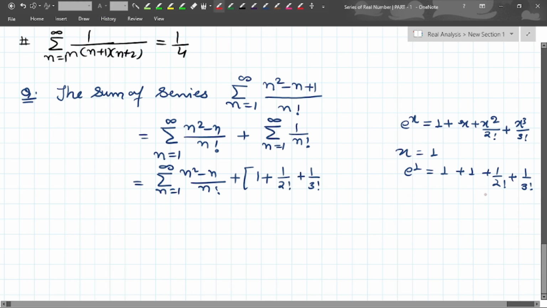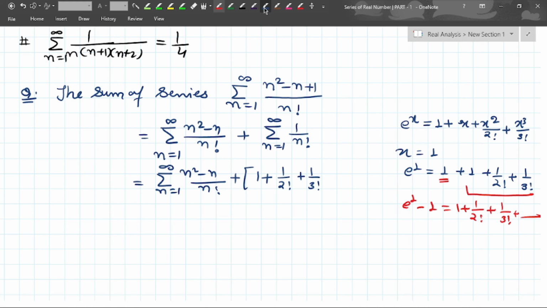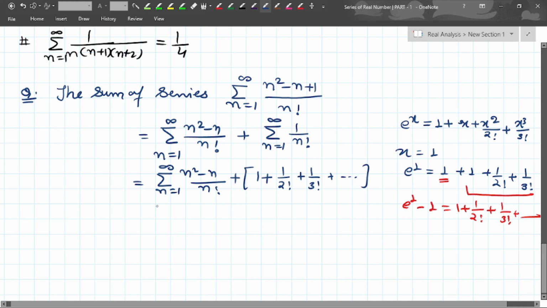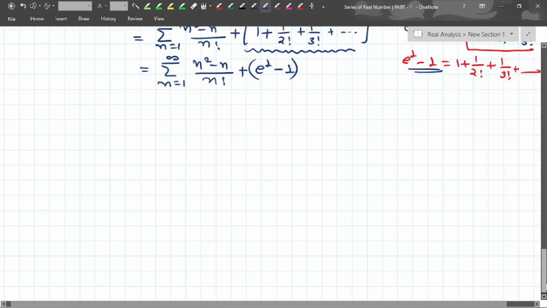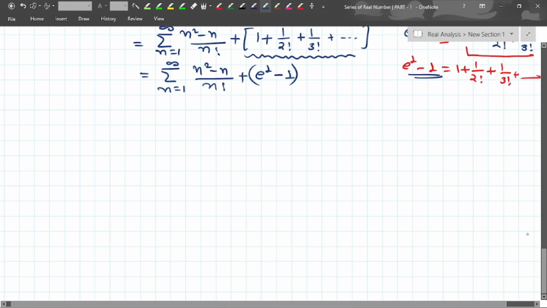It means it is starting from here. Then what about this? I can easily write e power 1 minus 1 is equal to 1 plus 1 upon 2 factorial, 1 upon 3 factorial, whatever it is. So I can use this here. So it is nothing but summation n equals 1 to infinity of (n square minus n) upon n factorial. That is what? e to the power 1 minus 1. So in the place of this, I can replace this formula. This is how you can use the formulas of the sequence series here.